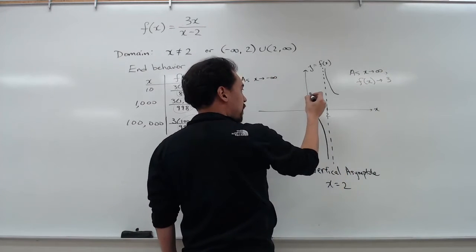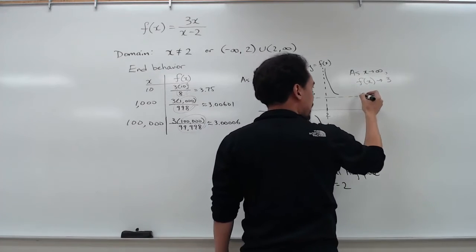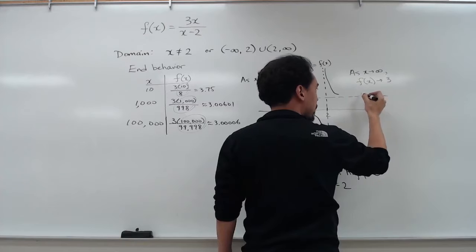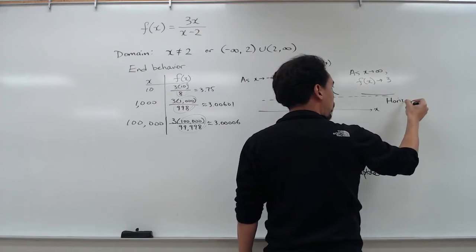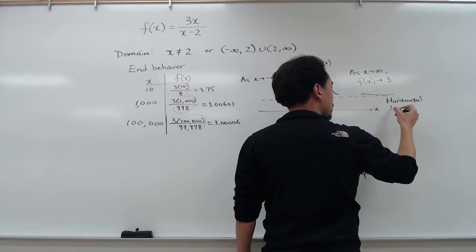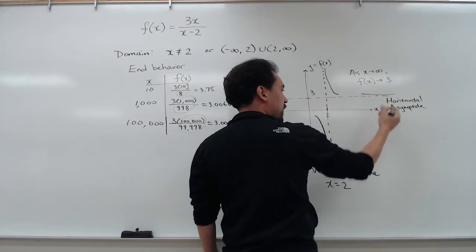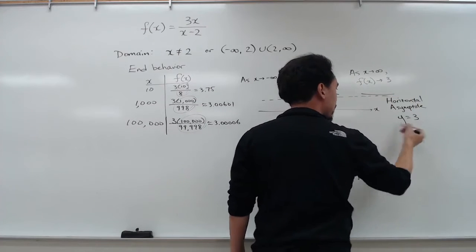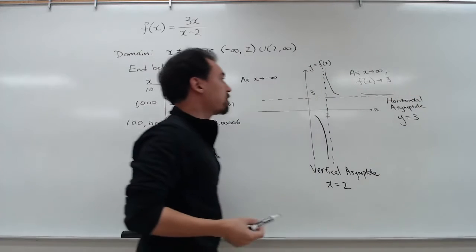So I can put down a horizontal line at y equals 3 and claim that as x goes to big numbers, that's what I'm getting close toward. This behavior, a horizontal asymptote. And we write the equation for that line, y equals 3. This is the thing that we're getting closer toward as x goes to very big numbers.